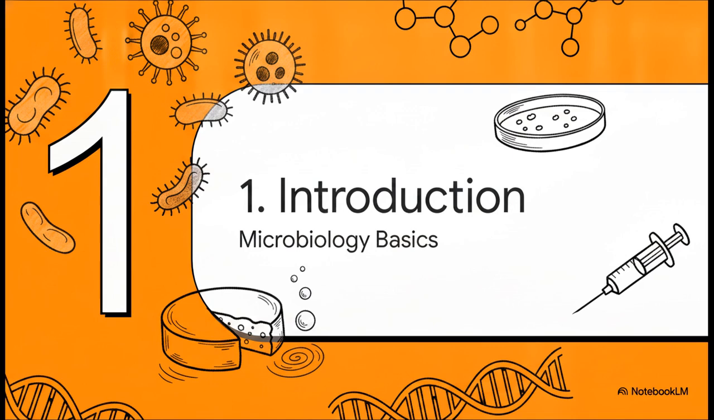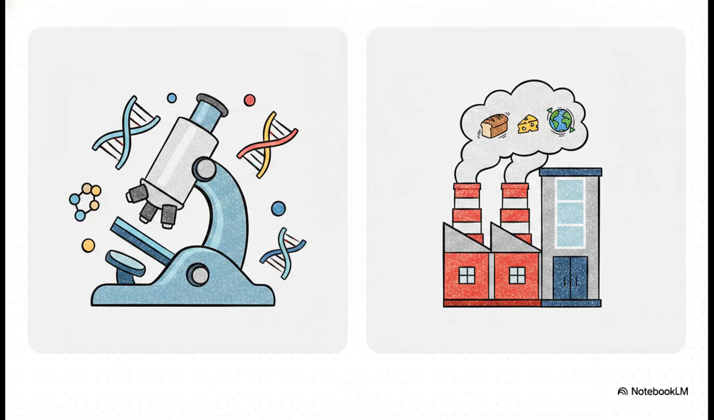Starting with Section 1, Introduction to Microbiology. Now, to really appreciate the food we eat and the medicines we take, we need to understand the foundational science behind it all. We generally look at two distinct branches here. First, there's applied microbiology. This is where we study the enzymes, applied genetics, and molecular biology of microbes, purely focusing on how we can use this knowledge to benefit society.